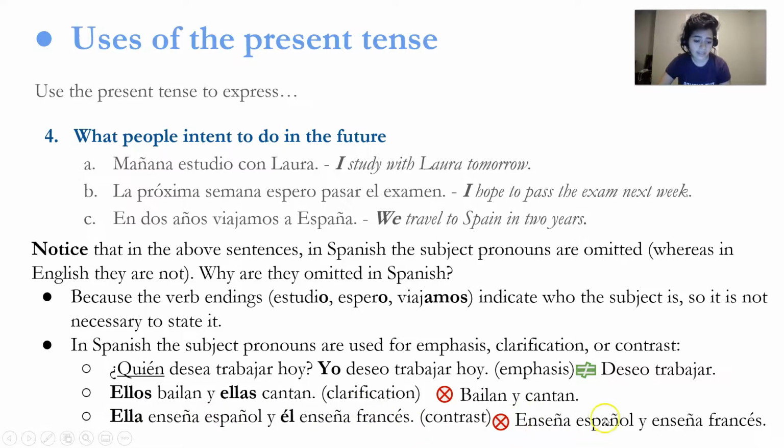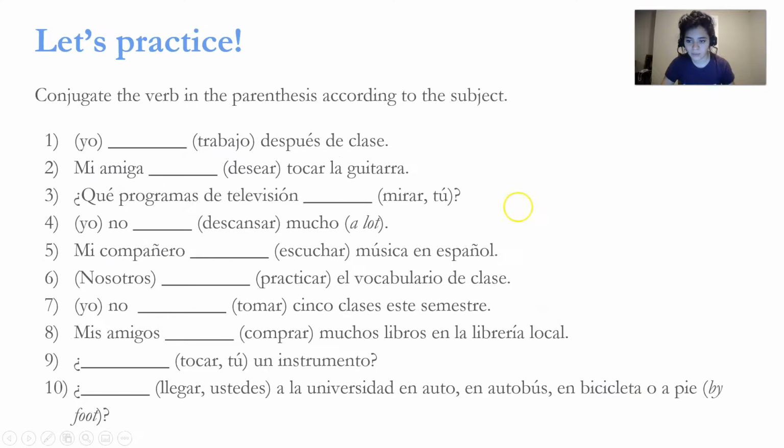But in this one, in the second one, enseña español y enseña francés, this one could refer to the same subject, but it would be a weird construction because if it would be for the same subject, so he teaches Spanish and French, you don't need to put the verb again, right? So because you're doing a contrast between she does this and he does the other thing, you need to explicitly put the subject pronouns.